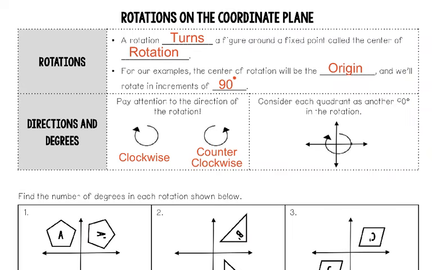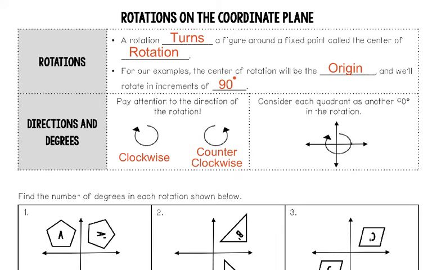So the two words you need to know for rotations are clockwise and counterclockwise. The direction of the rotation matters. So obviously clockwise is the way a clock goes. When you think about a clock, it ticks this way. When you think about counterclockwise, it's just the opposite. So it would be a turn this way.